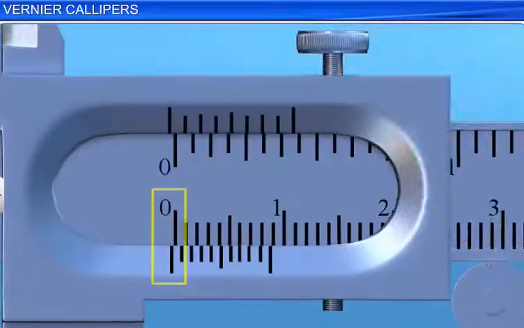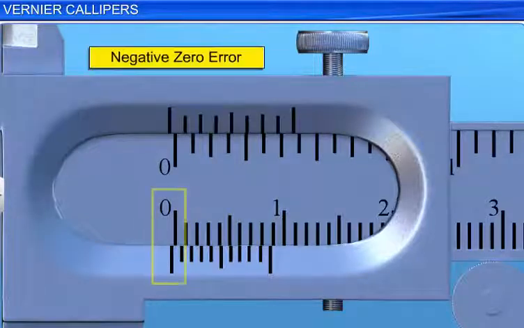When the two external jaws are in contact, if the 0 of the vernier scale is on the left side of the 0 of the main scale, then the zero error is said to be negative. The error is equal to the distance between the main scale 0 and the vernier scale 0.